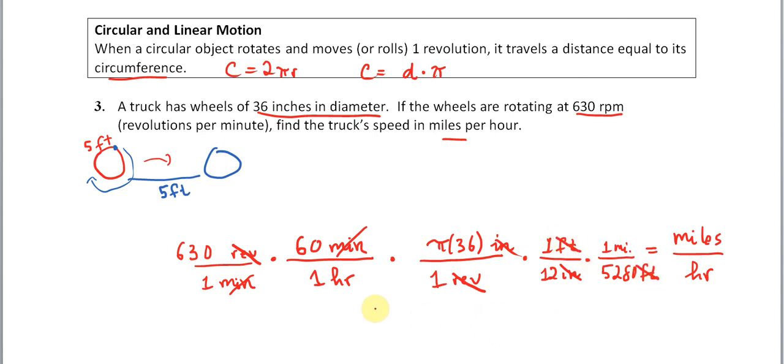And so if you check your units, we have everything cancel except miles in the numerator and hours in the denominator. So let's just put all of this into a calculator and figure it out. When I did that, I got that my final answer was 67.473 miles per hour.